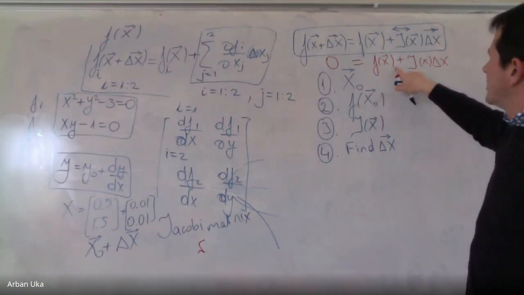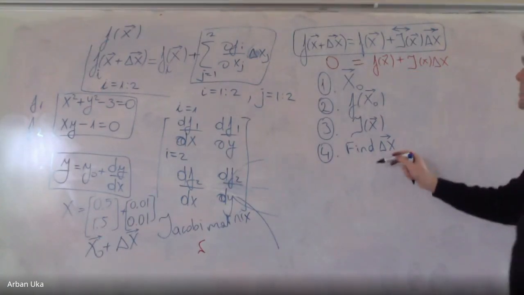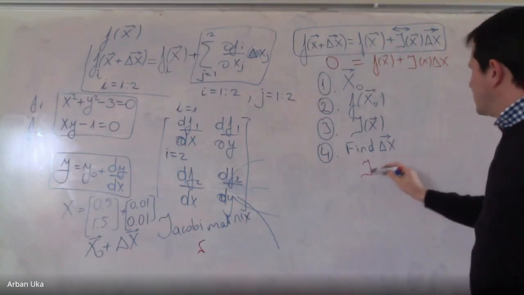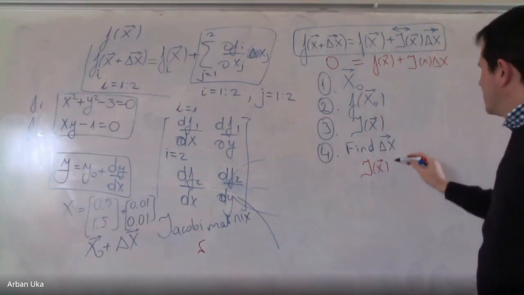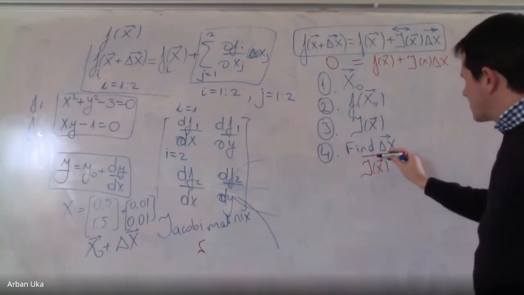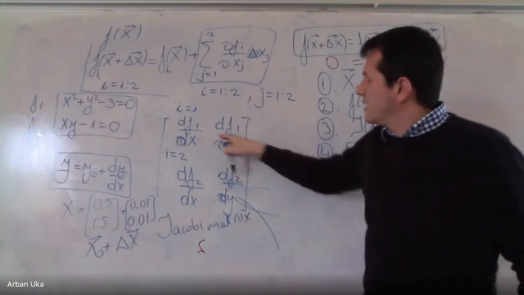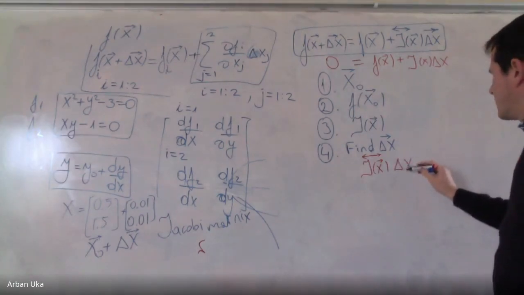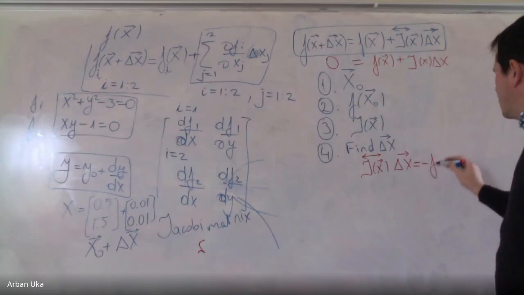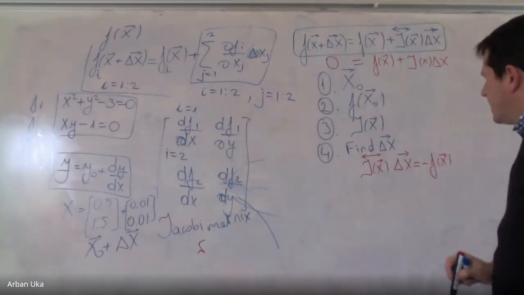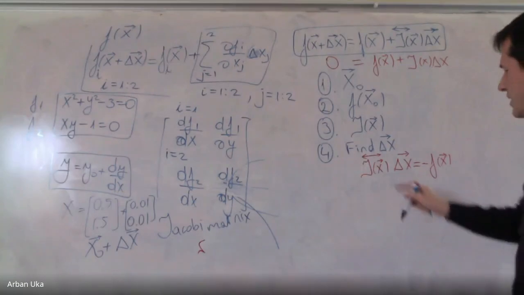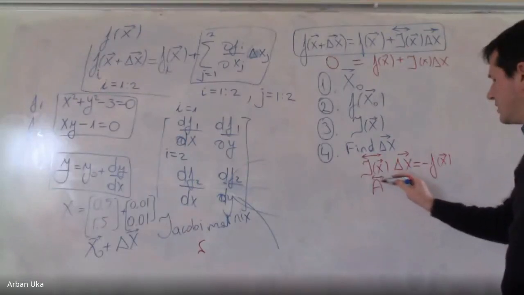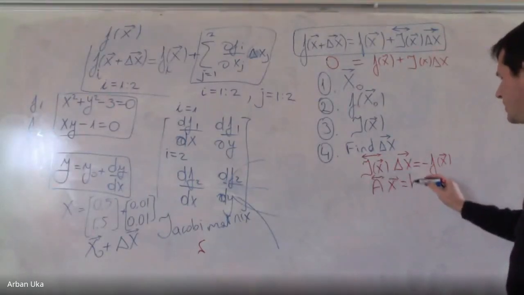If this is equal to 0, we can have the following: the Jacobi of this matrix X, but this one itself is a matrix, right? Because the Jacobi are these four derivatives which are plotted in a matrix form, times delta x. This is equal to minus f of x. Okay. Now, if you look at this system, this is an equation that looks like this: A times x is equal to b.